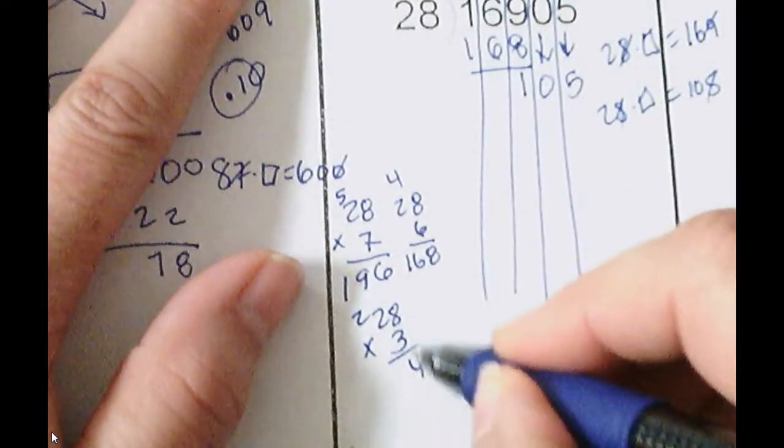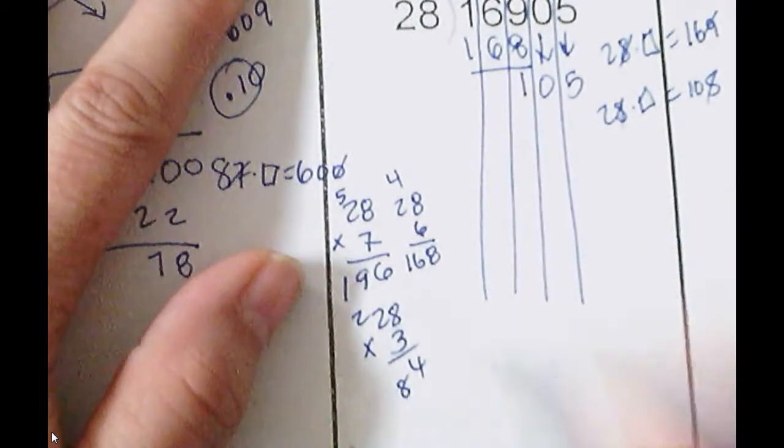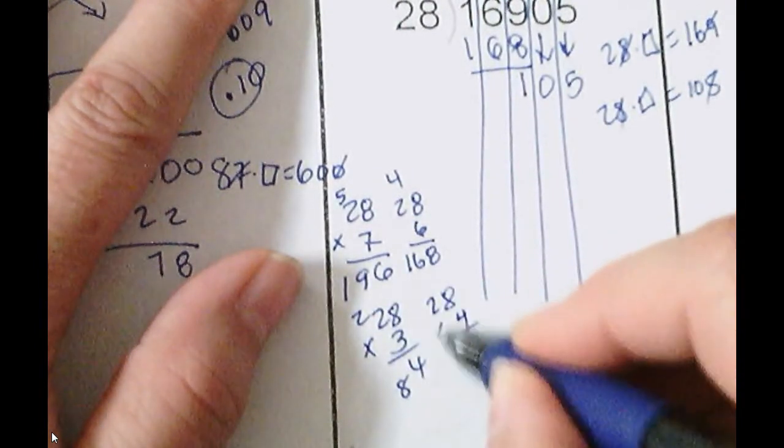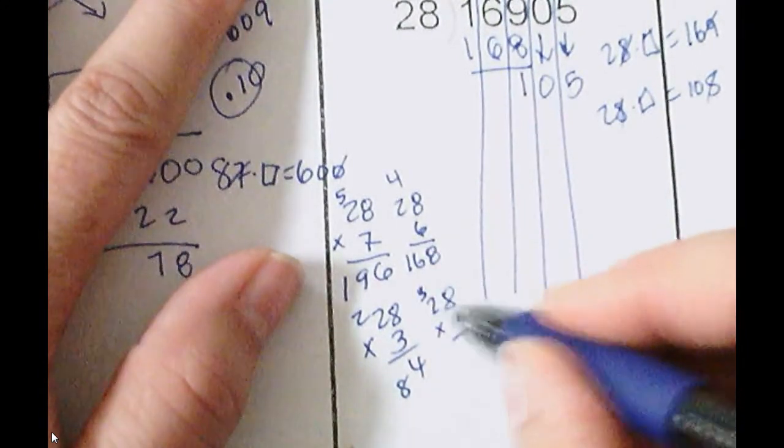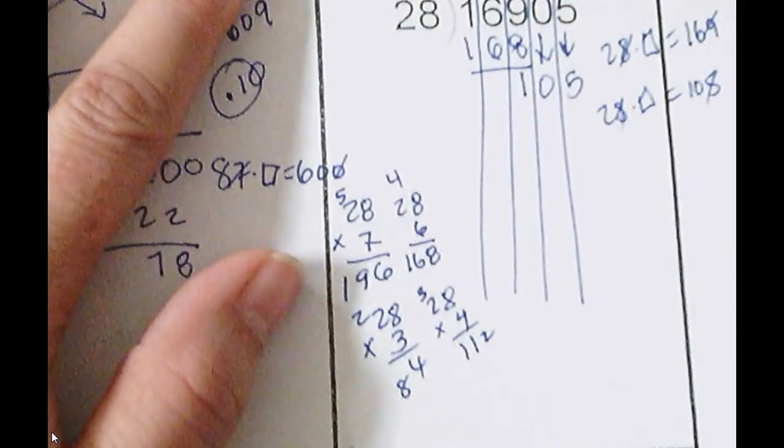That's 24, 6, 7, 8, 84. We can try 4. It's a lot of trial and error. 8 times 4 is 32. 8, 9, 10, 11. Yep, it was 3.